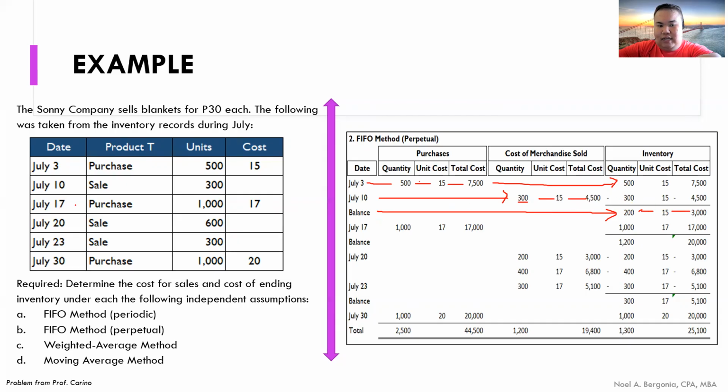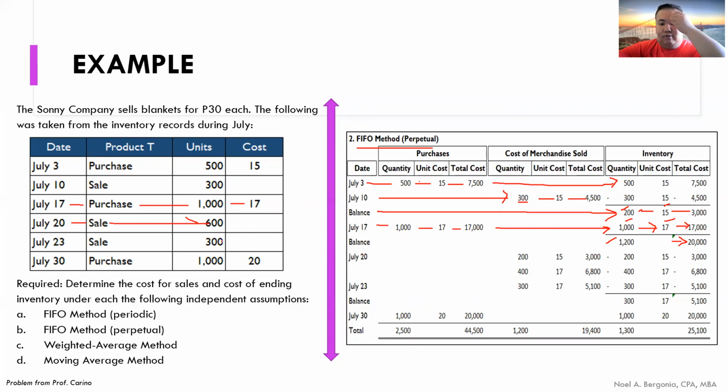Then dumating si July 17, nag-purchase din tayo ng 1,000, and 17 peso yung cost. So that's a total of 17,000. So dumagdag po yun plus 1,000 sa quantity kaya naging 1,200. Then for the unit cost, hindi po natin siya kailangang i-add kasi nga po it's FIFO perpetual, so we monitor it individually, 'di ba? Kagaya kanina. So the total balance po or the total cost as of the moment is 20,000, but it came from 200 at 15, and then 1,000 at 17 pesos. So nakahiwalay. Hindi rin ito yung moving average kasi nga FIFO perpetual pa lang po ito. Then on July 20, nagbenta po tayo ng 600 units.